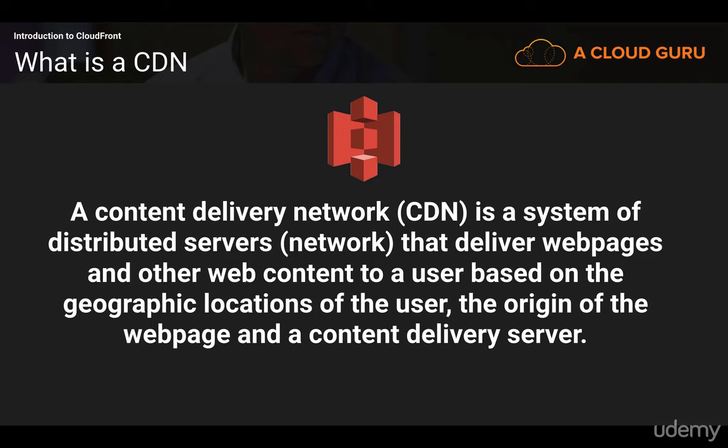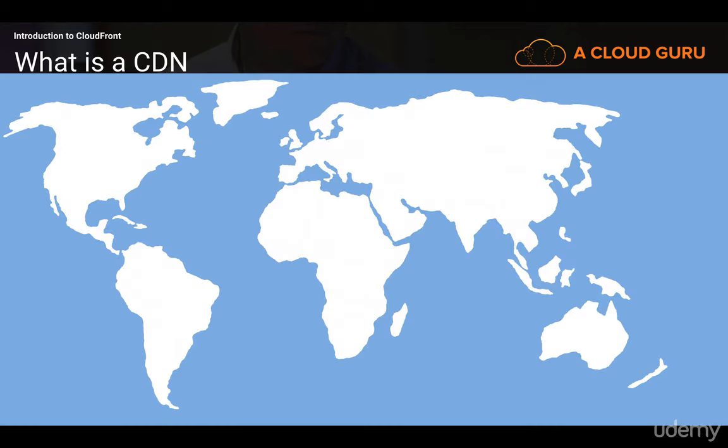Well, a CDN is a content delivery network, and it's a system of distributed servers, or a network of them, that deliver web pages and other web content to a user based on the geographic location of that user, as well as the origin of the web page and a content delivery server. So, what does that actually mean?